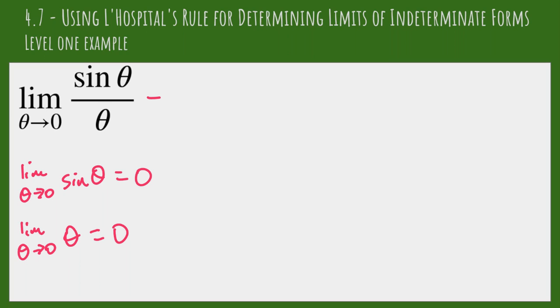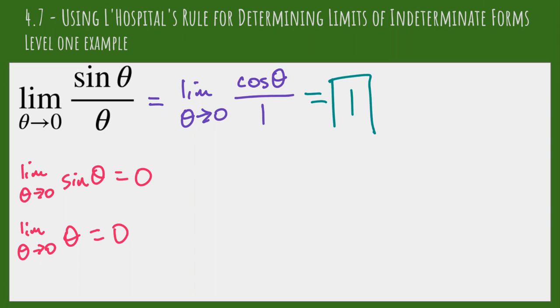So using L'Hopital's rule then, let me switch colors here so we don't get our work confused. We're going to look at the limit as theta approaches 0. So now we're going to take the derivative of the numerator and the denominator independently. We are taking the derivative with respect to theta. So the derivative of sine of theta is cosine of theta. Derivative of theta is 1. And once we do that, we try direct substitution, and we get cosine of 0 is 1 over 1, which is just 1.